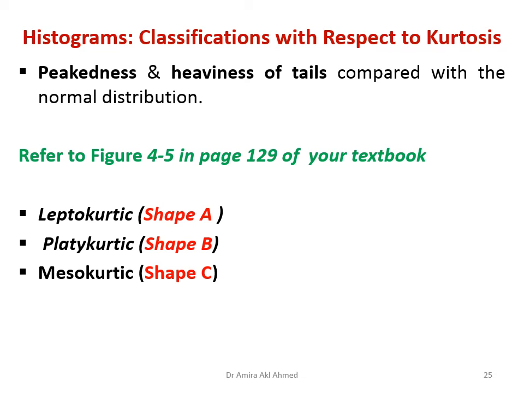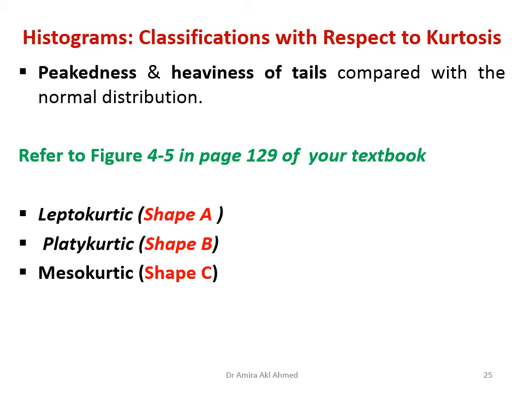Kurtosis is the other indicator of the distribution's shape. Kurtosis measures both peakiness and heaviness of tails of the distribution compared with the normal distribution. Figure 4.5 illustrates modal distribution shapes in terms of kurtosis. There are three shapes, namely leptokurtic, platykurtic, and mesokurtic.